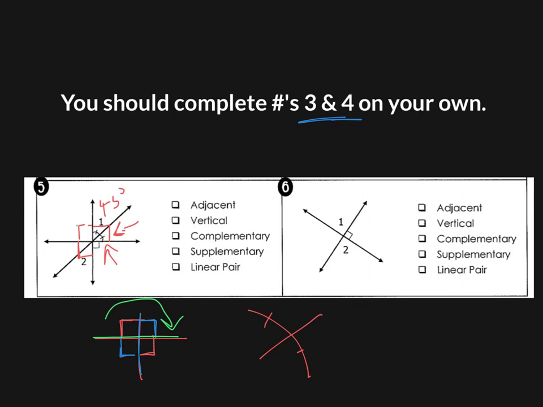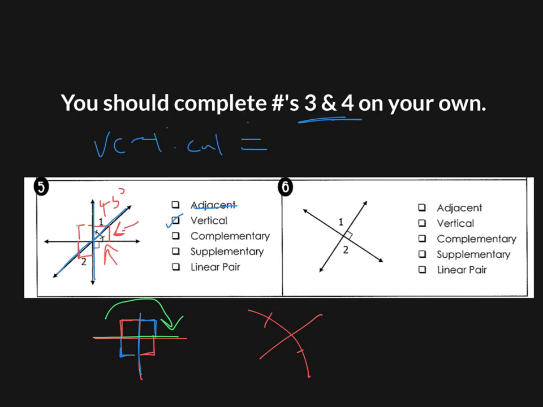So if 2 and 1 are the same, well, are they vertical? So I just want to trace this. Vertical angles are always going to form an X, and it looks like 1 and 2 do form an X, so I think they're vertical. They're not next to each other, so they're not adjacent. Angle 1 is 45 degrees, which makes 2 the same thing, because remember, if they're vertical angles, right?